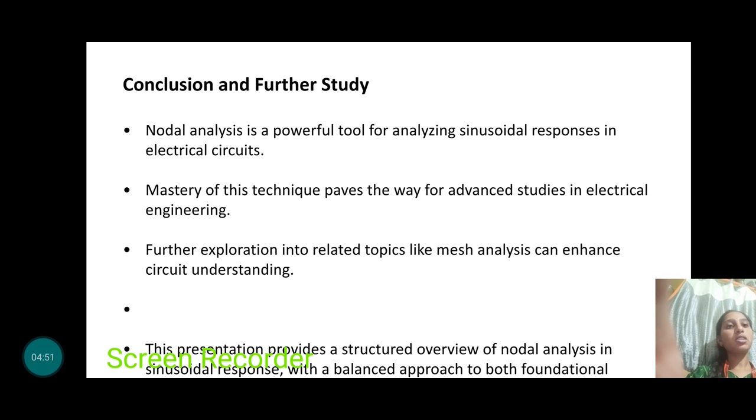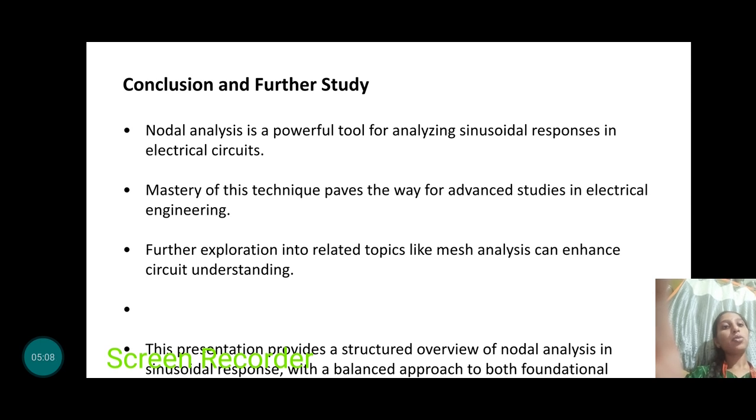Mesh analysis is also known as one type of circuit analysis. Mesh analysis is a loop analysis. In mesh analysis, we find the loops and we find the currents. In nodal analysis, we find the nodes and we find the node voltages.